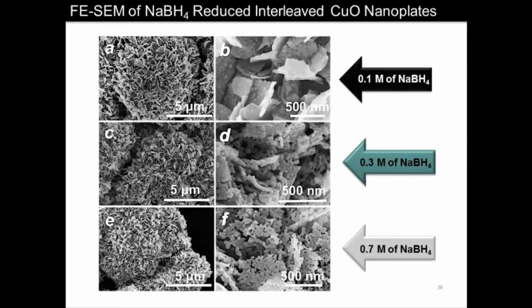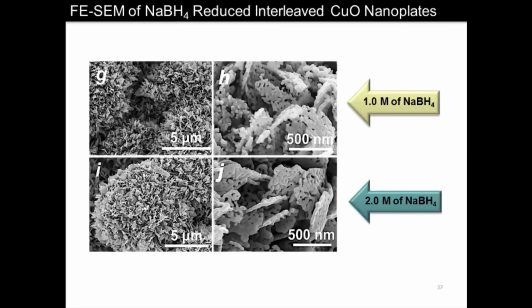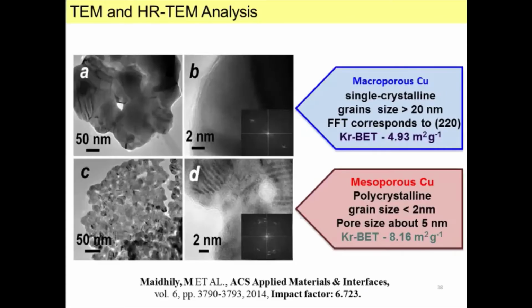Here you can see that the flower-like morphology is not completely changed. They are trying to keep up the flower morphology so that it is possible for us to take one petal out of it, a single crystalline petal, and try to do the analysis. Then comes the TEM analysis, as well as the normal TEM for macroporous and mesoporous copper.